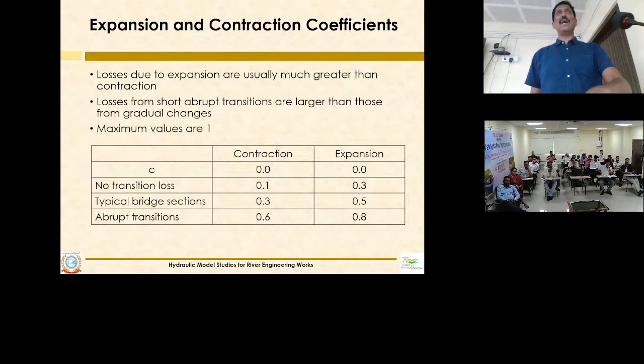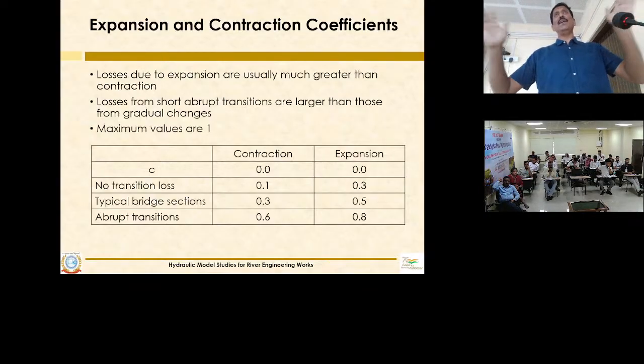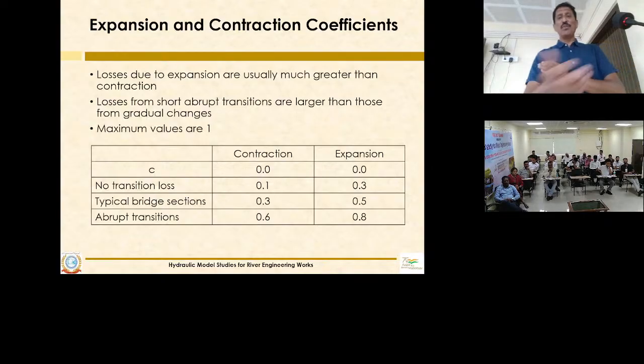These are the values we have taken from the HEC-RAS manual. This is contraction and expansion. Losses due to expansion are usually greater than contraction. So when it expands, the losses are more. So the expansion coefficients are on the higher side.